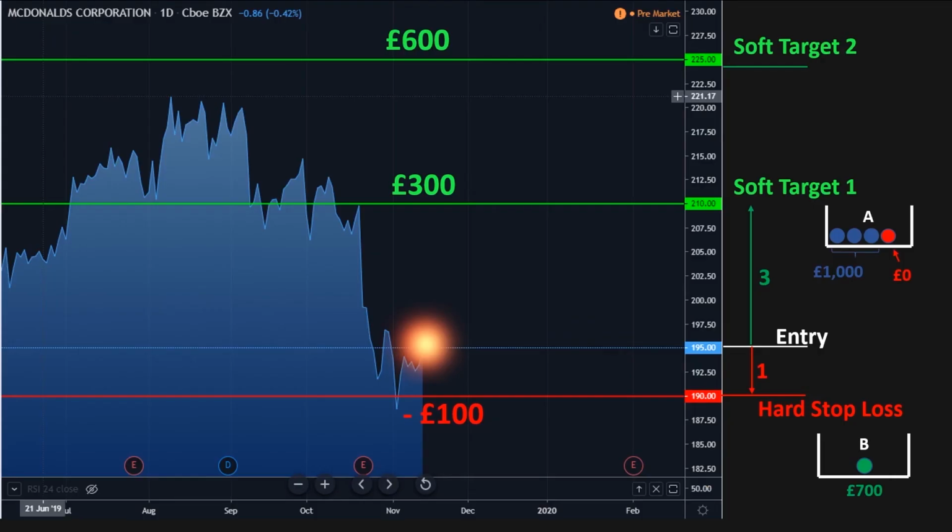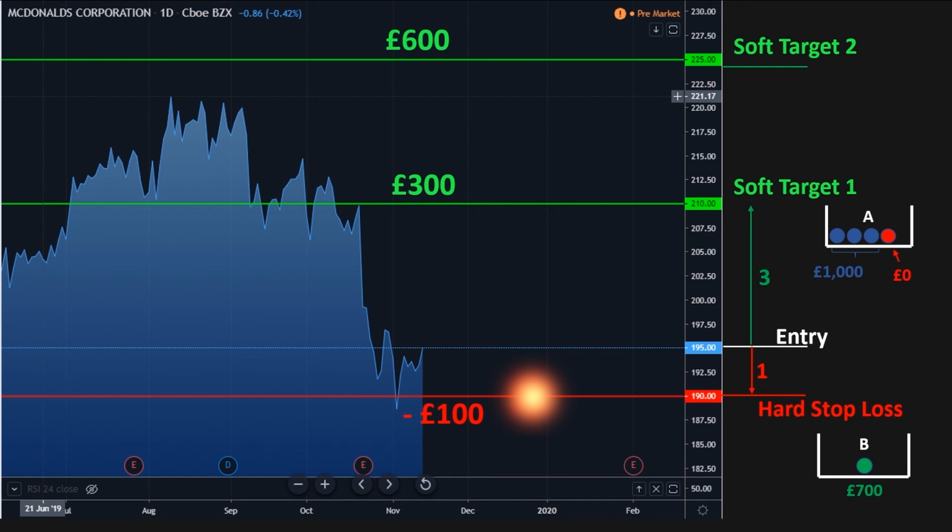How does this look? What we're looking at here is McDonald's Corporation shares on a chart, and essentially what we have is a hard stop loss at the bottom there, minus £100, and that's essentially a price level at which we're willing to exit the position. So for example, if the trade was to go against us and it goes down to this price, we're minus £100 now, what do we do?